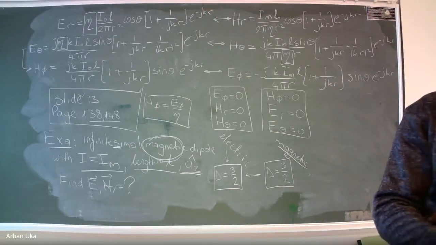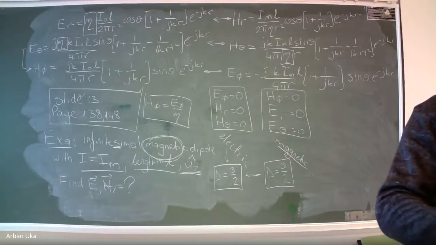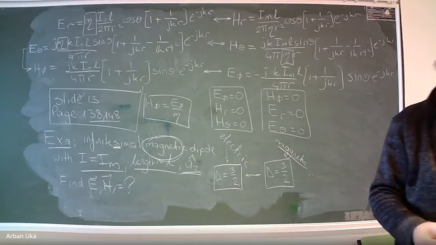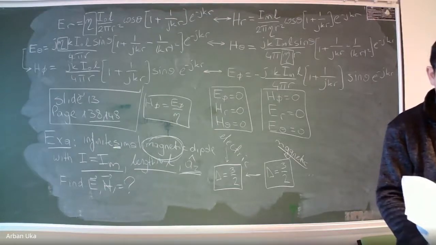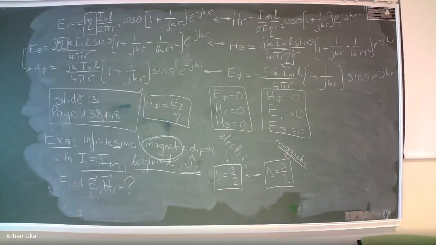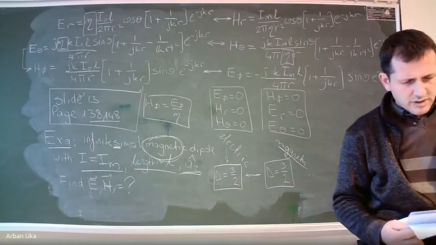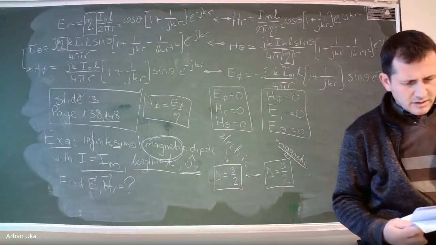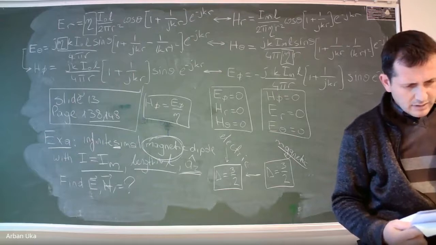So this is just an example of how we relate the different types of antennas. And with different types of antennas, we simply mean having electric current as a source versus having a magnetic dipole moment as a source. Okay.